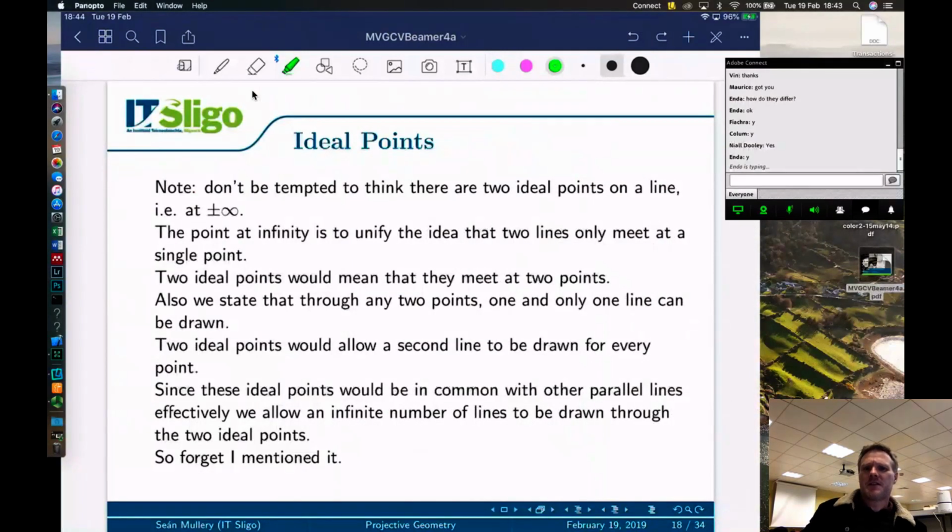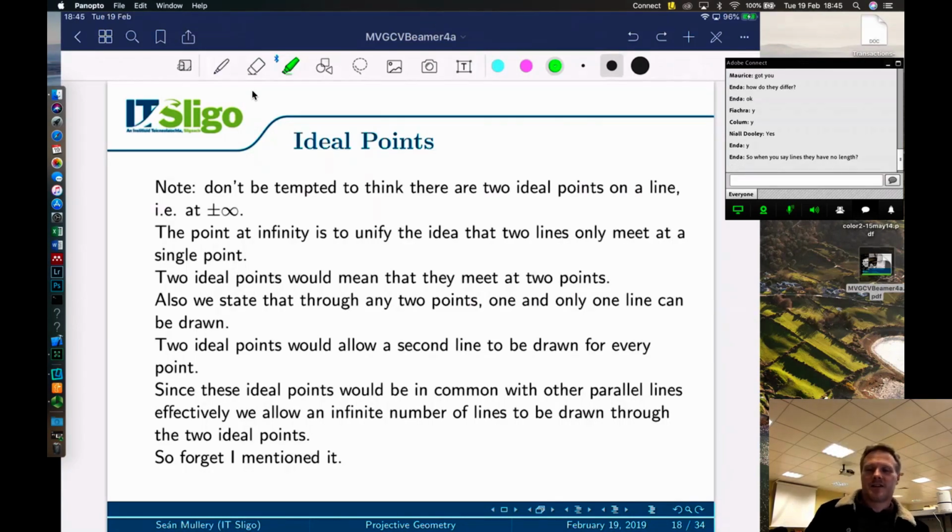So don't be tempted to think that there are two, because I actually drew that. I drew a line going in the other direction as well, as if there's an infinity in one direction, infinity in the other direction. So don't be tempted to think that there are two ideal points on a line, one at plus infinity and one at minus infinity. That's not the case. The point at infinity is to unify the idea that two lines only meet at a single point.